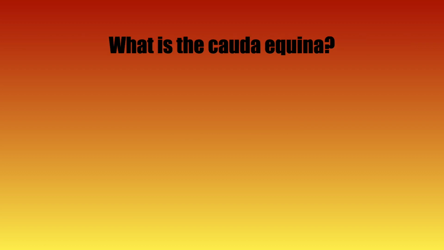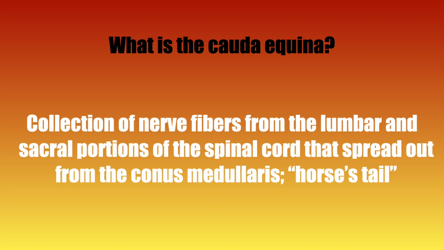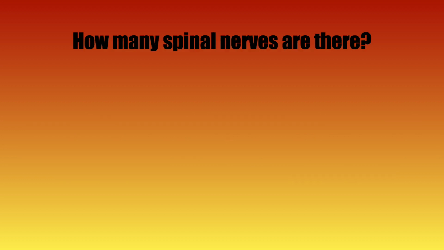What is the cauda equina? The answer is collection of nerve fibers from the lumbar and sacral portions of the spinal cord that spread out from the conus medullaris, horse's tail. How many spinal nerves are there? The answer is 31 pairs, or 62 total.